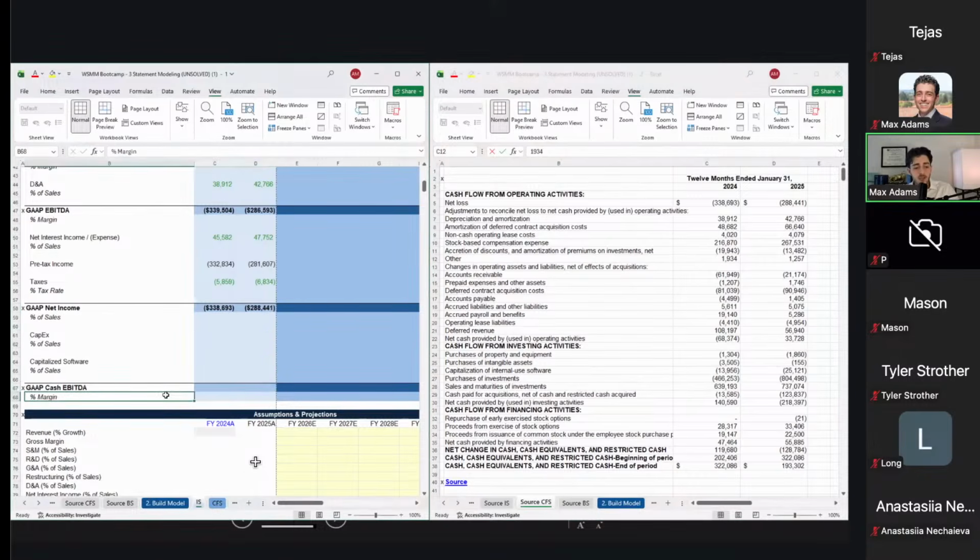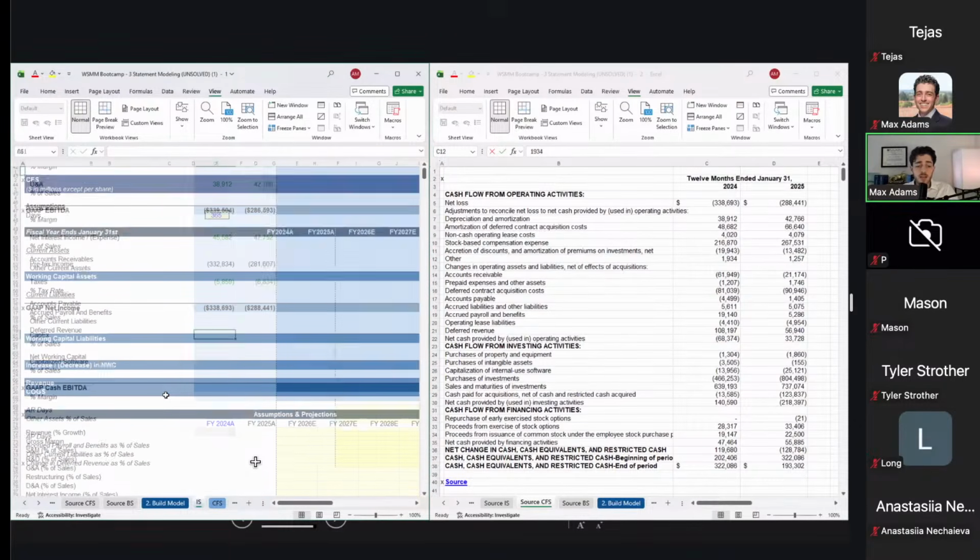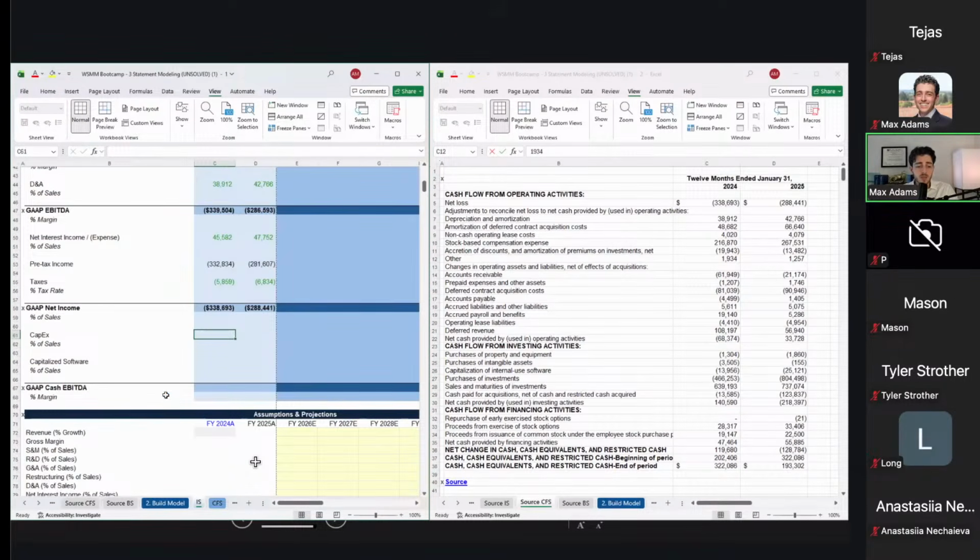Cash EBITDA is a metric that we use as investors and as bankers to basically understand the approximate cash, because it takes a whole lot of work to build out an entire cash flow statement. And so a lot of times we just build out a teensy bit of a cash flow statement on the income statement directly.